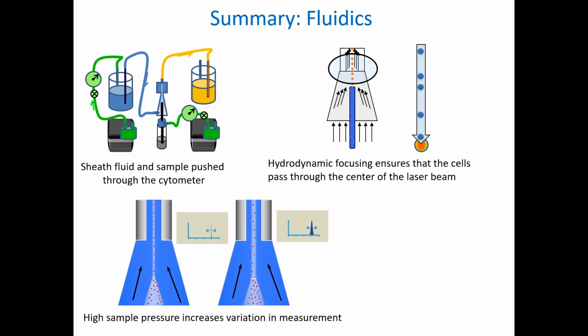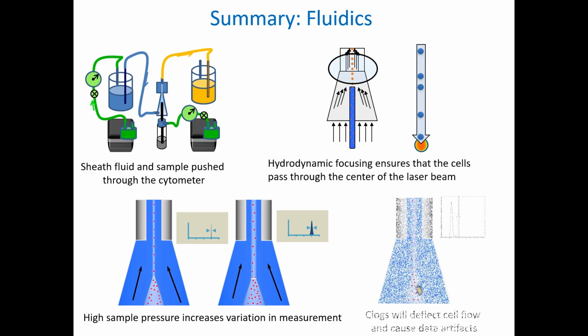Higher sample pressure can increase the variation in measurements. Clogs and air bubbles can deflect the flow of cells to the side of the laser beam and cause artifacts in the data. The importance of good sample preparation and instrument cleaning cannot be overemphasized. Quality control beads should be run every day and whenever there seems to be a problem to ensure that the cytometer is functioning correctly.